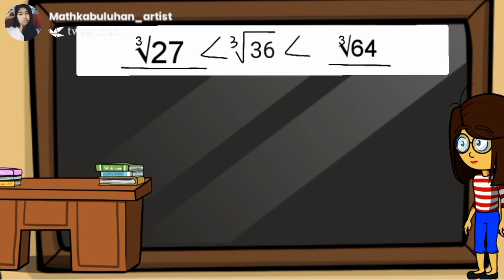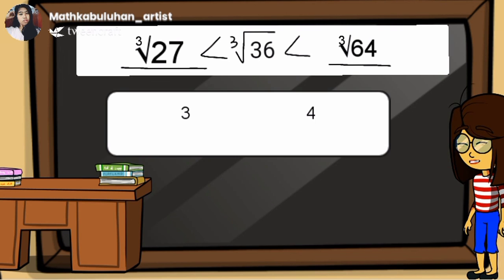So the cube root of 27 is 3 and the cube root of 64 is 4. So the cube root of 36 lies between 3 and 4. So the answer that we get for the cube root of 36 is in between 3 and 4, just like 3 point dot dot dot, just like that.